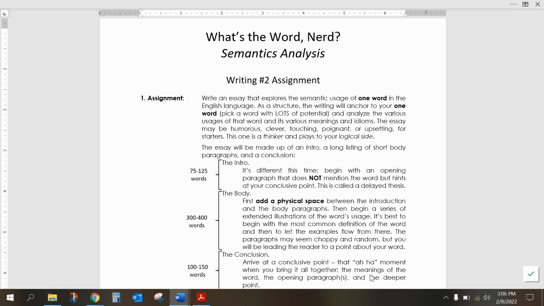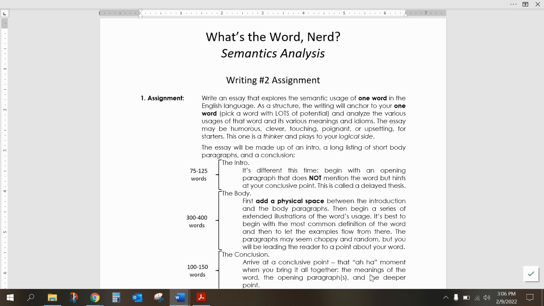We're going to write an essay that explores the semantic use of one word in the English language. It's very creative. What that means is, as a structure, your writing is going to anchor to simply one word. So you have to pick a word that has a lot of potential, because there are a lot of flat words out there, but also a lot of words where you think, wow, I never thought about all the different ways we use that word.